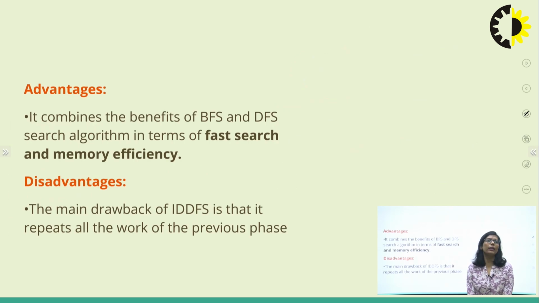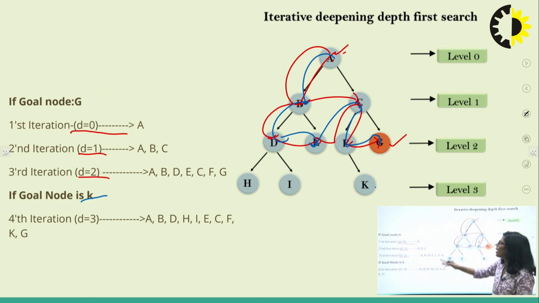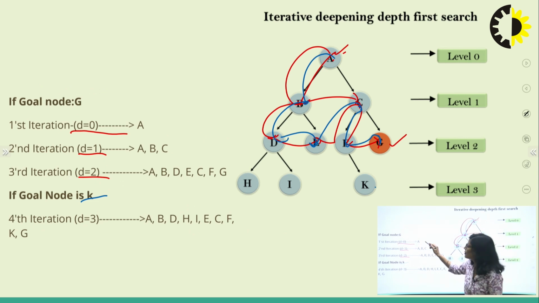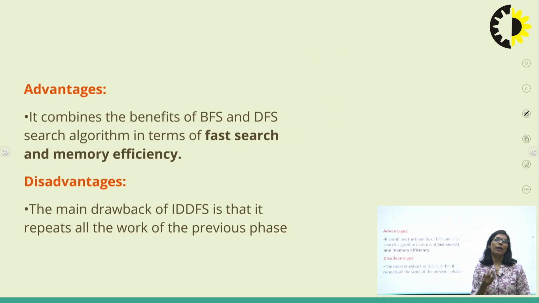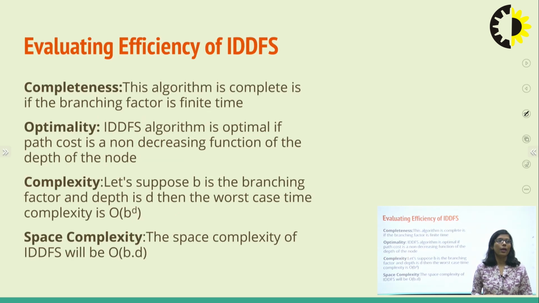Advantage is that it combines the benefits of your BFS and DFS algorithms, in terms of fast search and memory efficiency. The main drawback is that we have to repeat all the work of the previous iterations. So we have seen that we have explored A 3 times in the 3 iterations. So I am repeating my search again and again, because every time I am starting my search from the starting node.